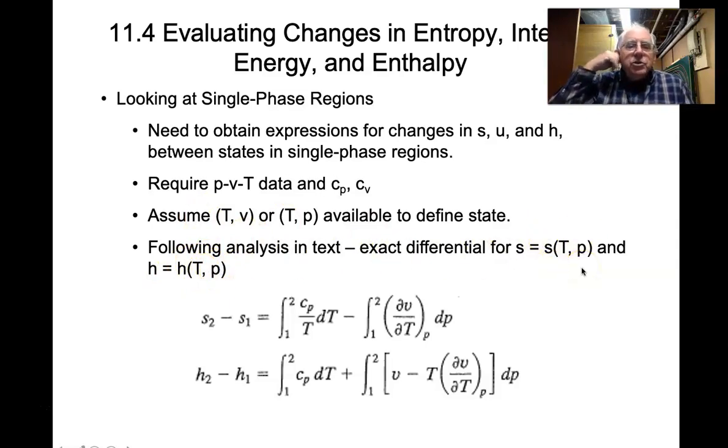And from those two exact differentials then, we can show through the use of Maxwell's relations and the definition of what an exact differential is with respect to all the partials and everything, we can show that the change in entropy in a single phase region can simply be related to two integrals, one integral integrating from state 1 to state 2 due to changes in temperature, and another integral integrating with respect to a change in pressure.